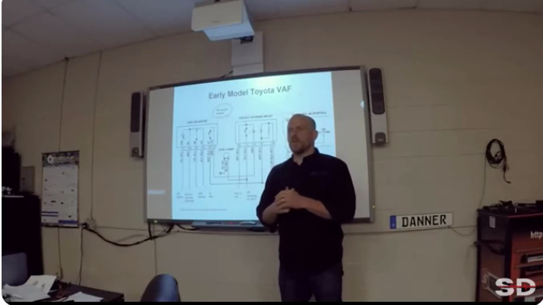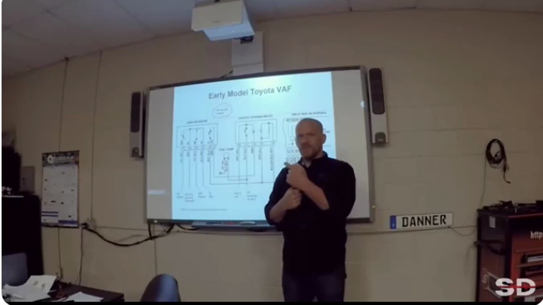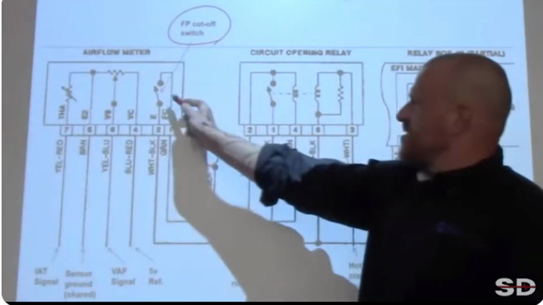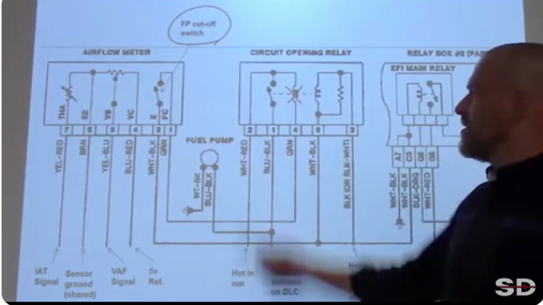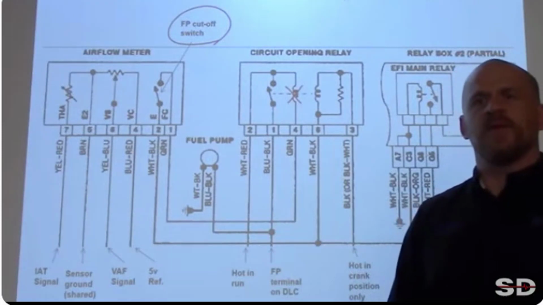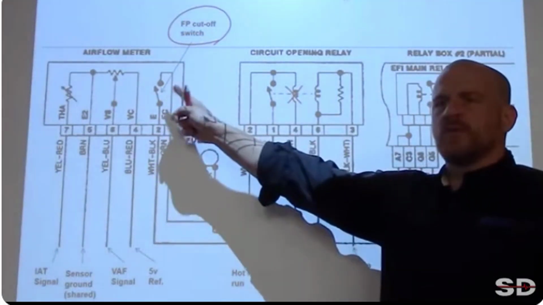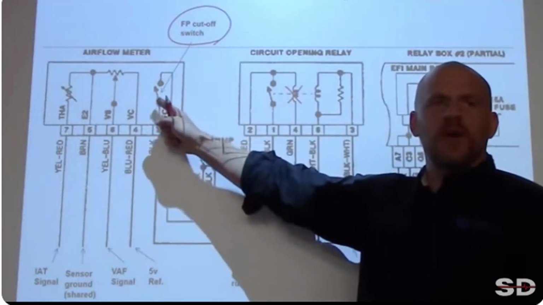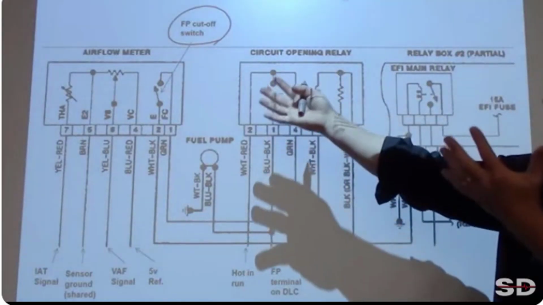Okay? Now here's the thing with this system. Cranking was not enough airflow to make the door move. So when you crank this engine over, this switch never closes, this coil never energizes, so the fuel pump never gets power. Everyone understand that? I need that door to open to make that switch close, to make that coil energize. So fuel pump's not going to run.